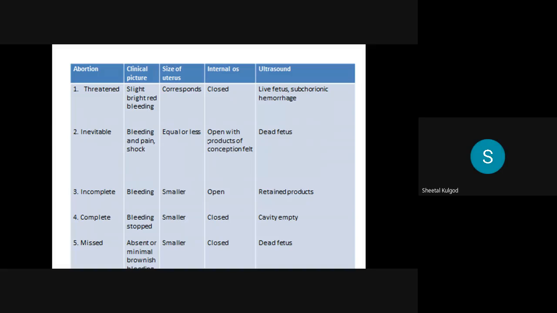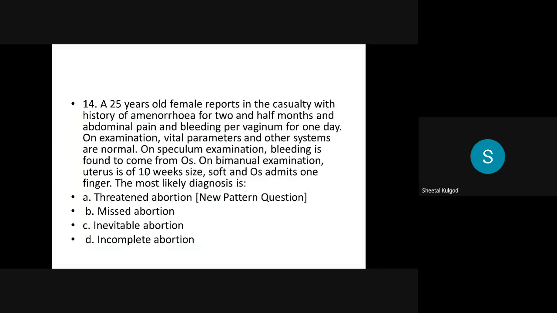And what is the important point you have to note here? The uterine size is also 10 weeks. That means it is corresponding to the gestational age the patient is mentioning. So in conditions like threatened abortion, missed abortion, as well as inevitable abortion, the uterine size will be corresponding to the size of the gestational age. Is it not? Is it in all the three or only two?